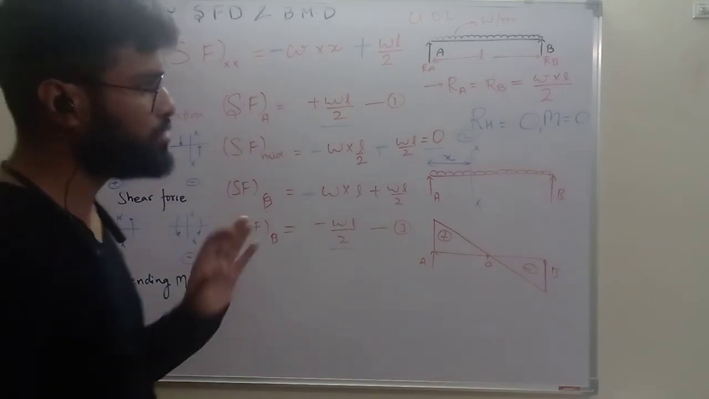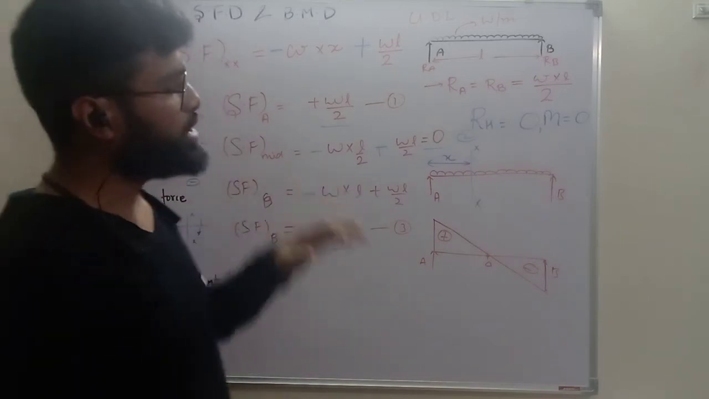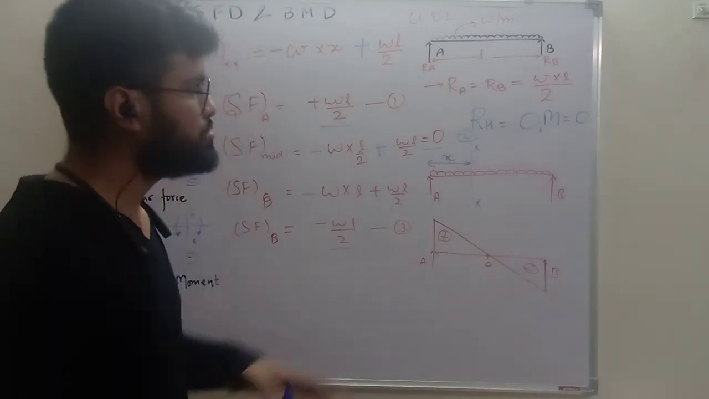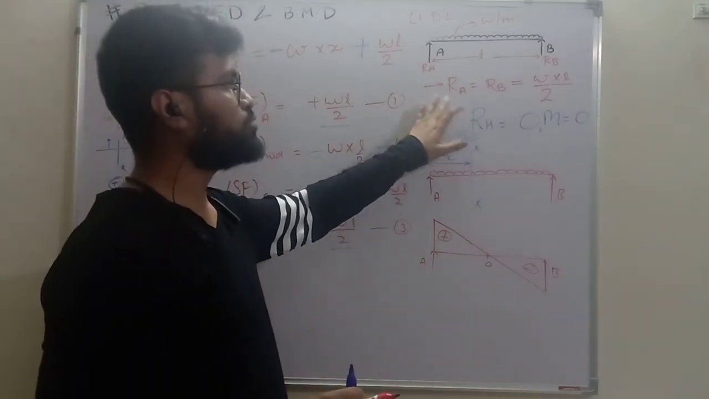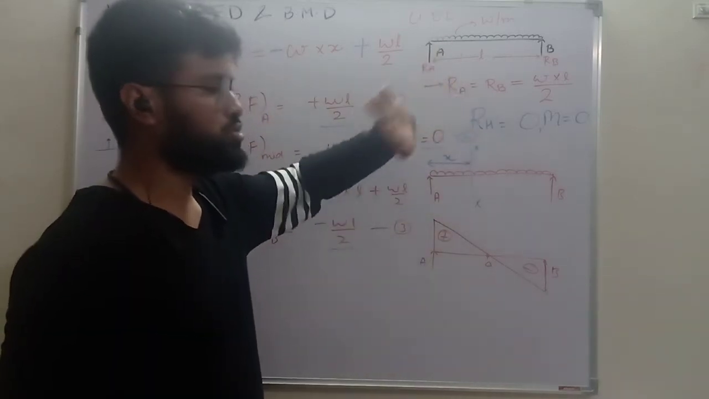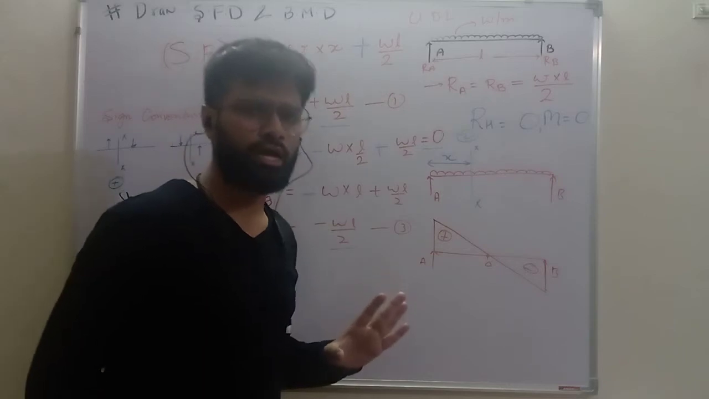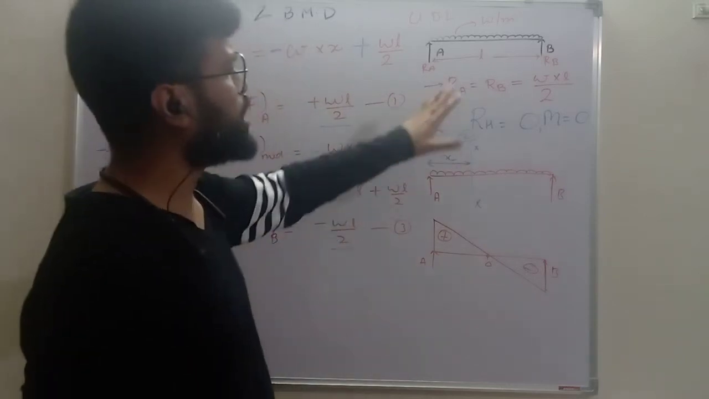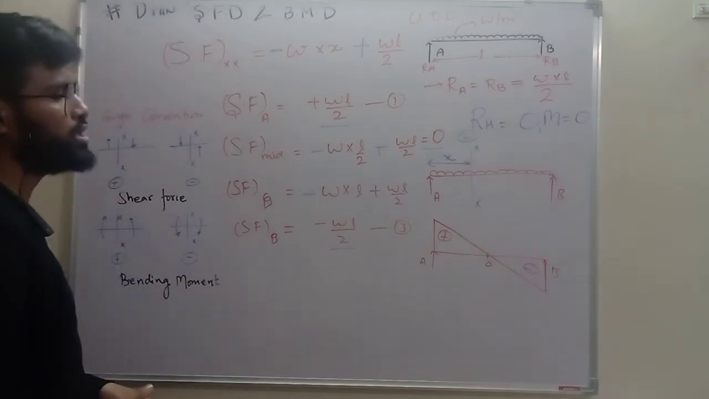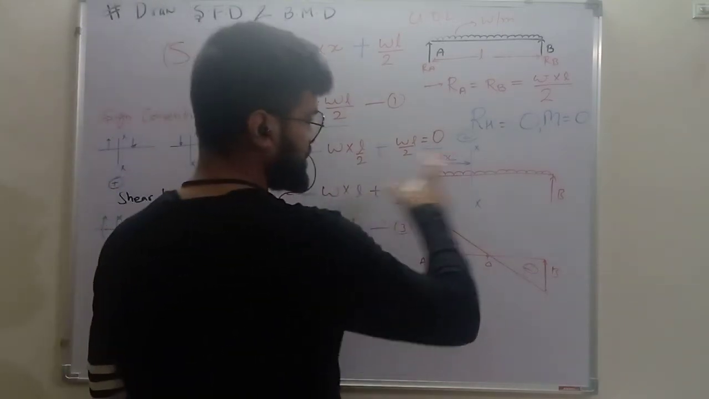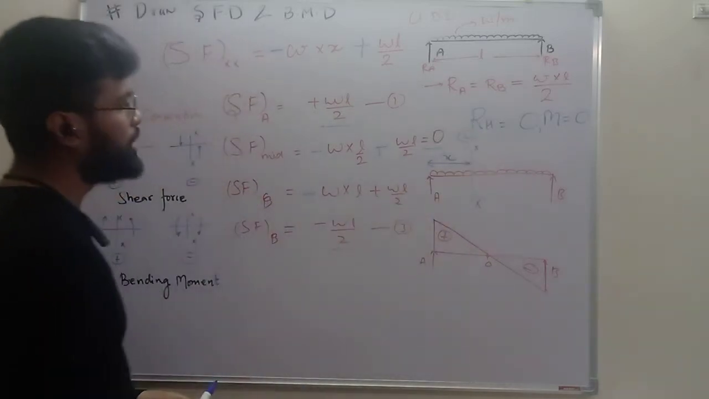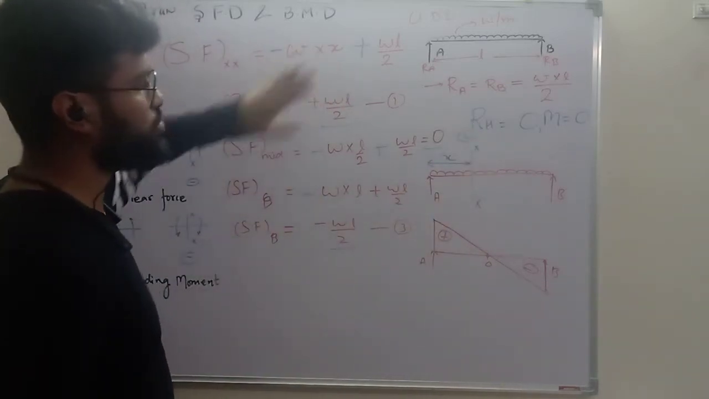What have we done here? Whenever we have to draw any shear force diagram or bending moment diagram, first of all we will try to find out the reactions at the support. We got the reactions at the supports here. First of all, we need to calculate the reactions at the support. After calculating the reactions, we will take sections at different locations. I had taken a section here, and then I wrote the shear force equation.